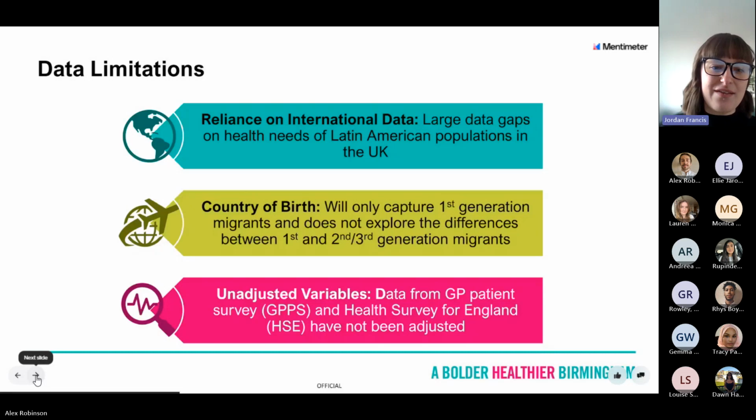Additionally, a lot of the information in the sources, like the GP patient survey and health survey for England, are unadjusted variables. This isn't too much of an issue in this report, as these data sets didn't actually include any population category for Latin America.